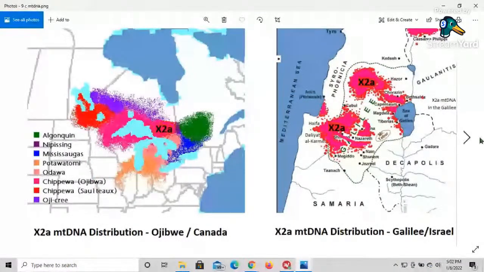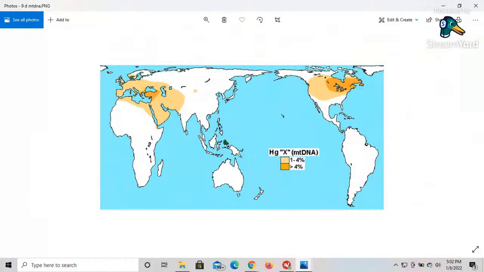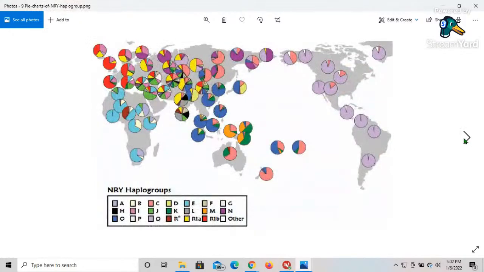Okay, so that's very interesting there. Again, X over here in the Mediterranean, X over here in America. Now, could have been something else, but could have been because of the Phoenicians mining copper in the Great Lakes area. Could have been.